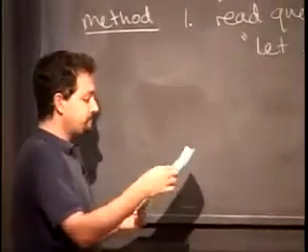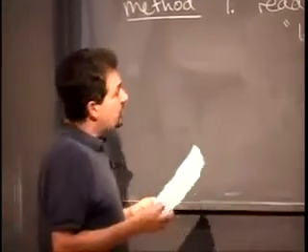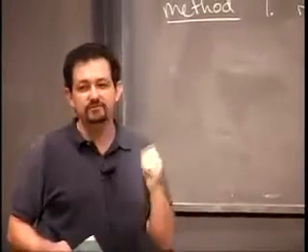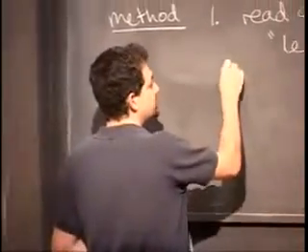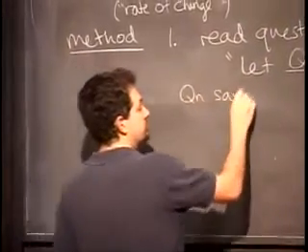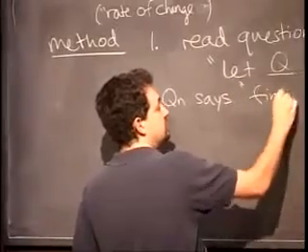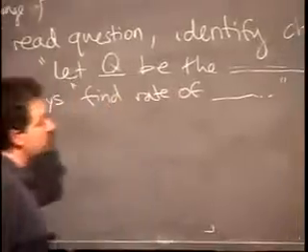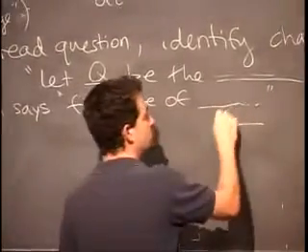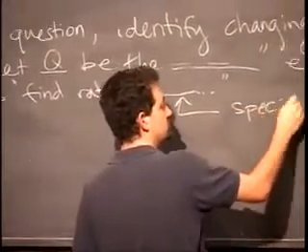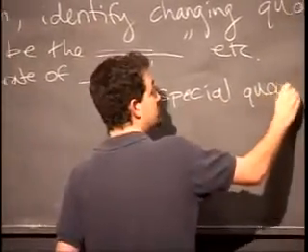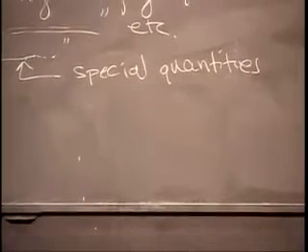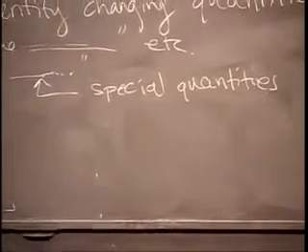Okay, now, one of these quantities is going to be the one you need to find the rate of. So the question says, find the rate of something. All I want you to do is identify that quantity as the special one. Out of all the quantities, and most of the time there are only two, one of them is the one you want to find the rate of. So make a note that that is the one we want the rate of.